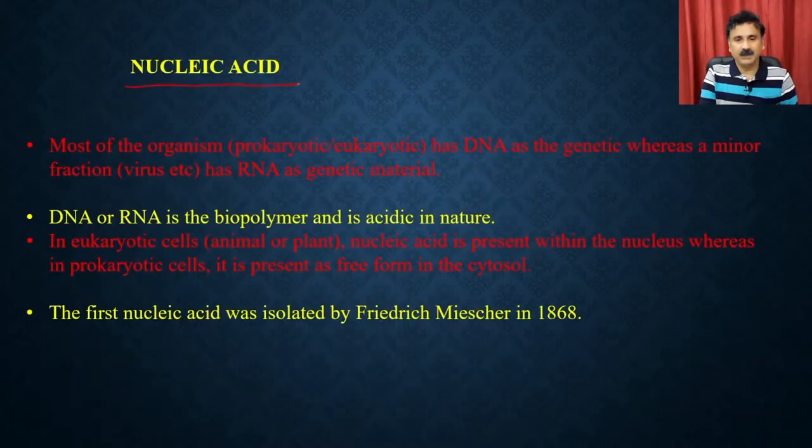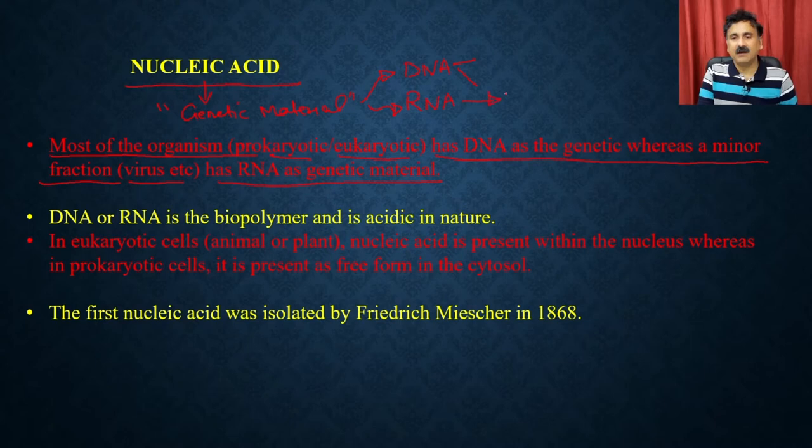Nucleic acid. Most organisms, whether prokaryotic or eukaryotic, have DNA as the genetic material, whereas a minor fraction, such as some viruses, has RNA as the genetic material. So nucleic acid is important because it is the genetic material present in the cell. Whether it is a prokaryotic or eukaryotic cell, the genetic material is DNA, but in some cases, like viruses, you have RNA as the genetic material. Even then, that RNA gets converted into DNA when the virus enters the cell, and that's how it propagates within the host as a DNA molecule.